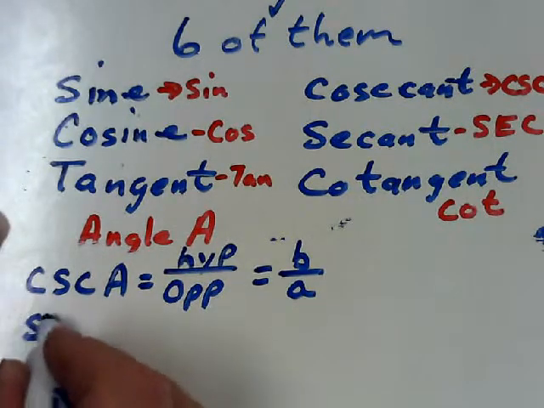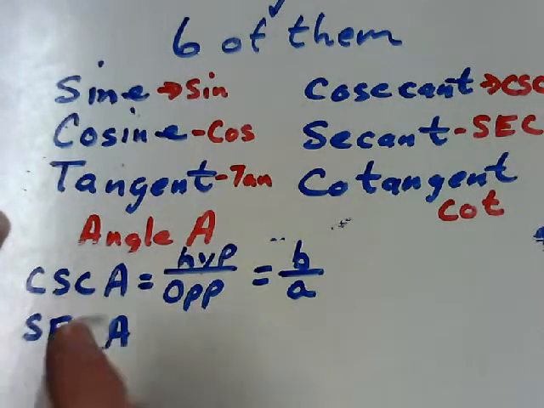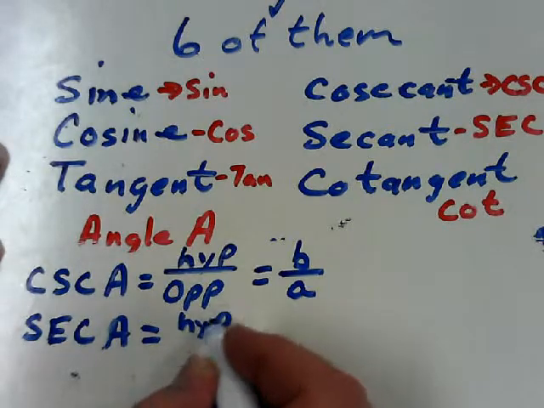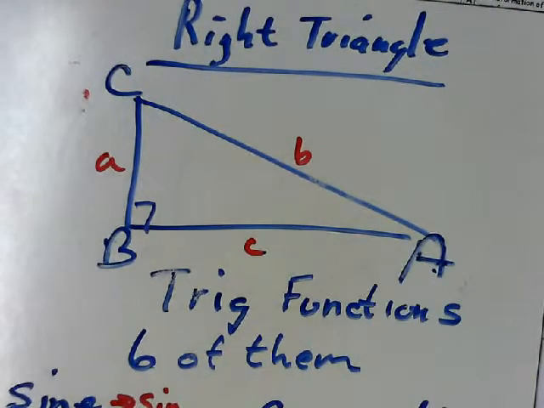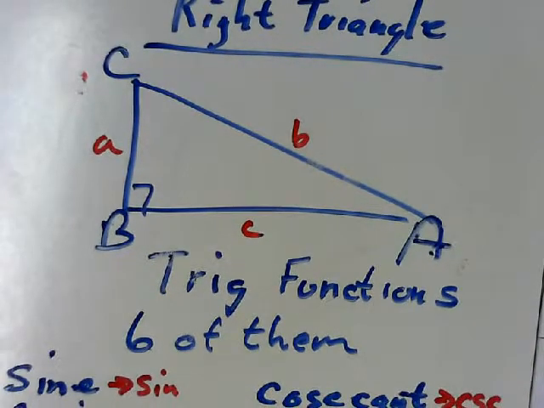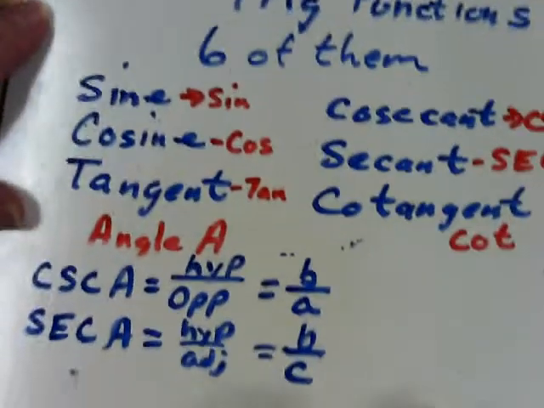Secant of A is the inverse to cosine. Well, cosine was adjacent over hypotenuse, so if I inverted that, I would have hypotenuse over adjacent. So going up to angle A, what would be the hypotenuse? And the adjacent side would be C. So I'd have B over C.